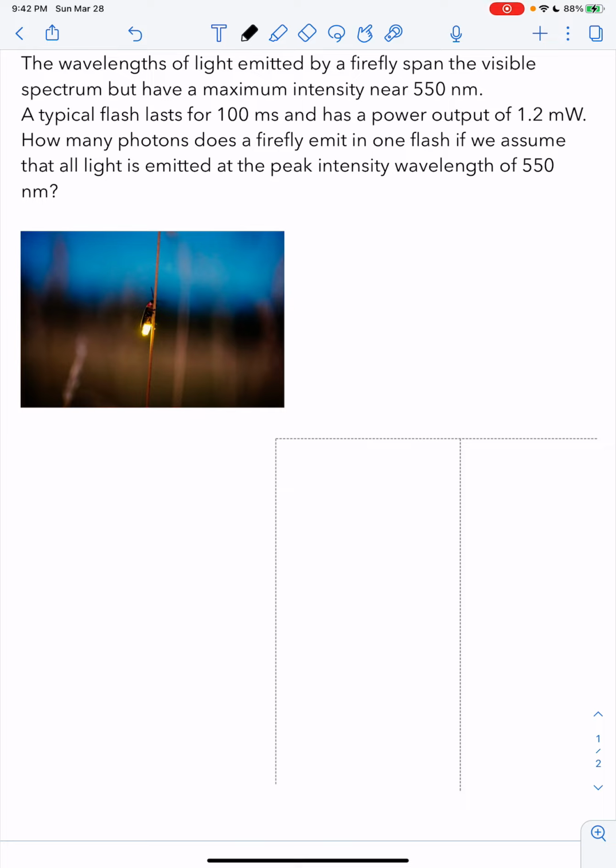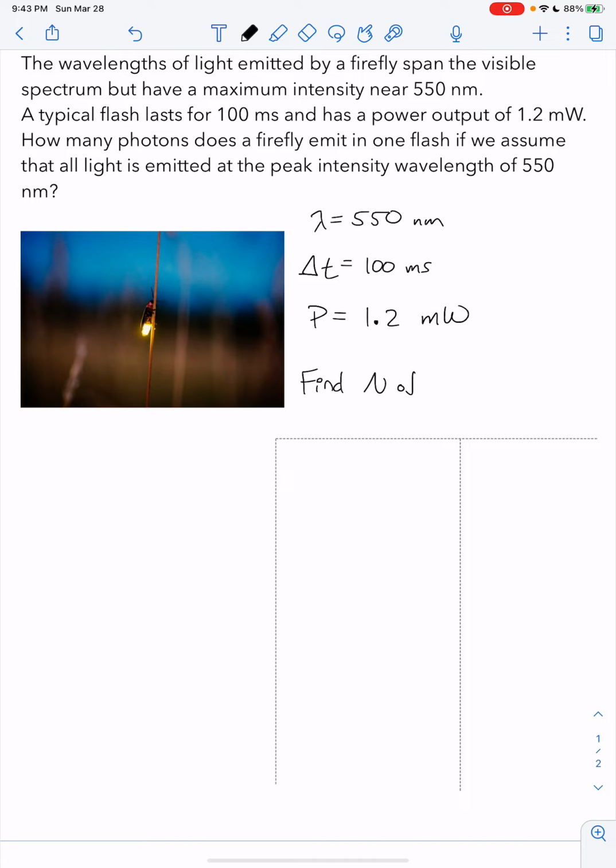Okay, so what do we know? We have a wavelength of light that we're going to work with, which is 550 nanometers. We have an amount of time for the flash of 100 milliseconds. We also know the overall power. So the power of that burst is 1.2 milliwatts. So the question is, find n of photons.